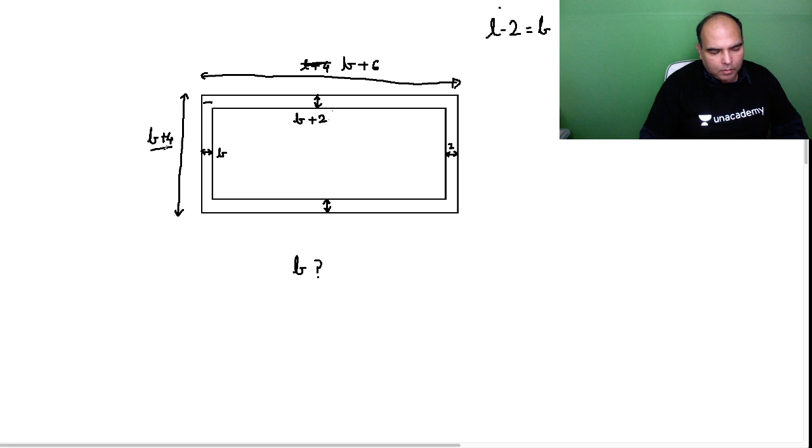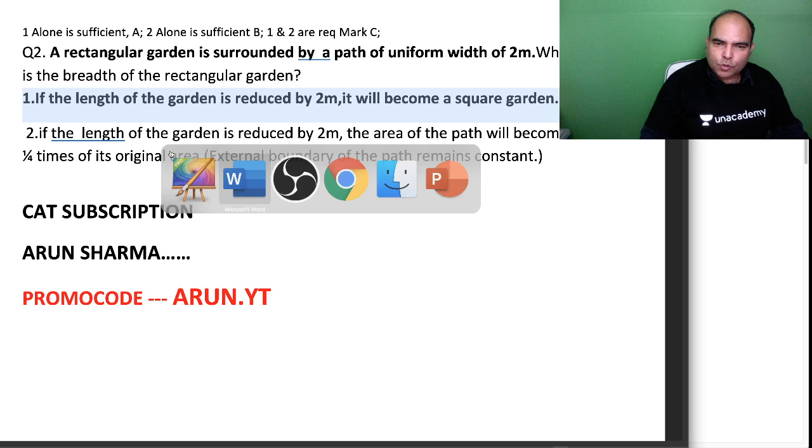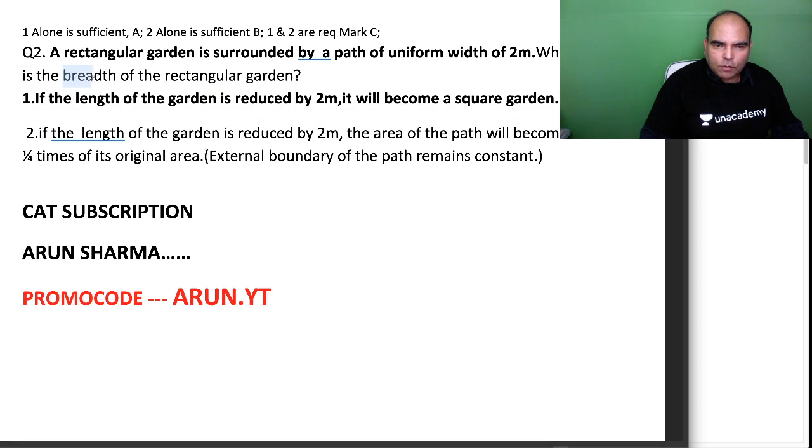Now let's move on. So इससे हमको, just because it's becoming a square garden, I'm not able to find out what is the breadth of the rectangular garden. The key in these questions on data sufficiency is to be able to get to a point where you can find out the answer to the question uniquely. So what is the breadth of the rectangular garden? ये outcome निकल नहीं रहा है यहाँ से. Right? So 1 alone is not sufficient here. We move to the second statement.